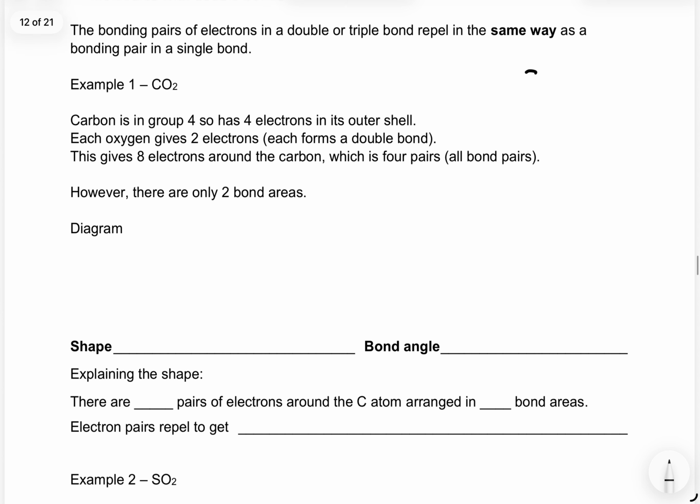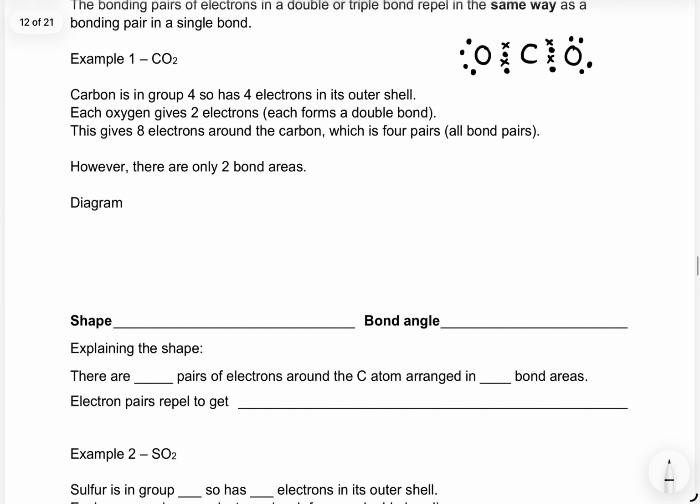If you think about the dot and cross diagram, carbon was in group 4. We did draw this dot and cross diagram in our covalent bonding section. Each oxygen brings 2. And so, yes, we have 4 pairs around the central atom, and they're all in bonds.